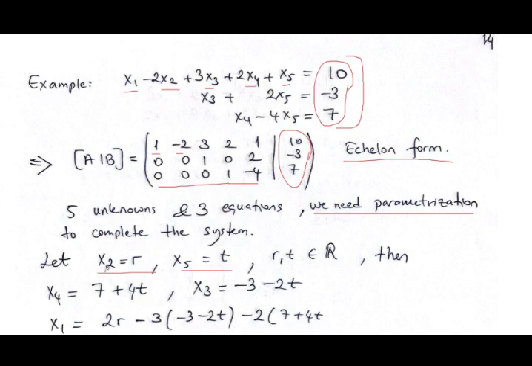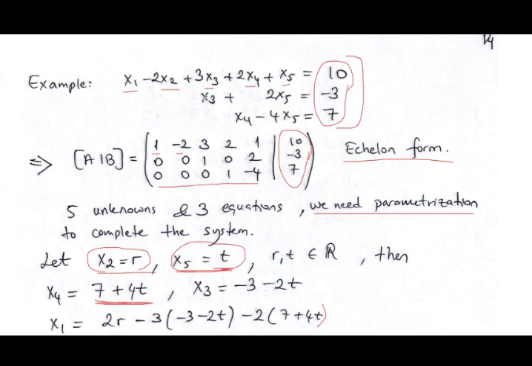So I can let x2 be represented with the parameter r, and I can let x5 be represented with the parameter t. Then we can write the rest of the variables in terms of r and t. So the other variables, x4: we know that x4 equals 7 plus 4 times x5, and x5 is equal to t. So this becomes 7 plus 4 times t.